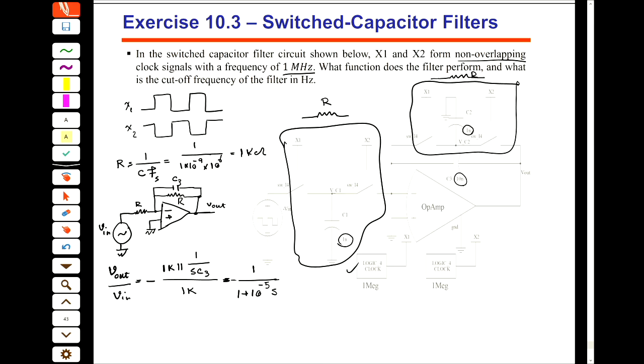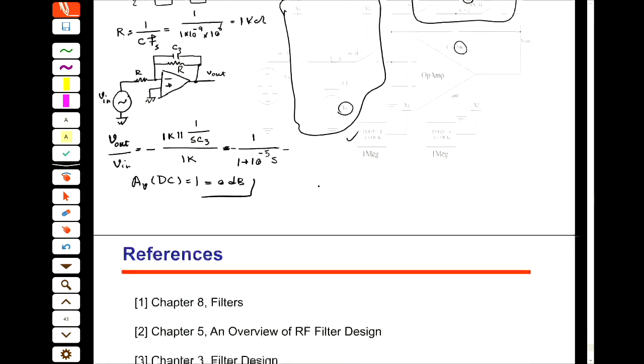0 dB or 1. So the gain is 1 or 0 dB. So at DC, the gain is 1, equal to 0 dB. Put s equal to 0 at the DC. s equal to 0. Okay.